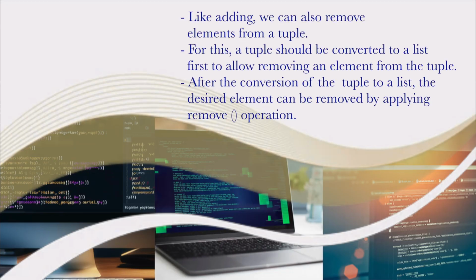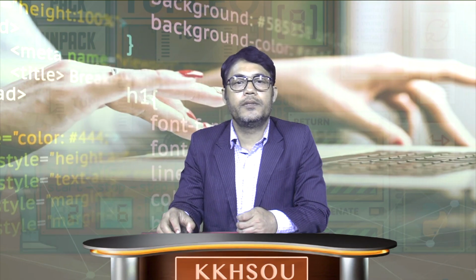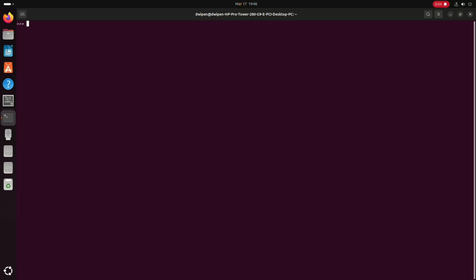Like adding an element, we can also remove elements from a tuple. For this, we also should convert the tuple into a list first to allow removing an existing element from the tuple. After the conversion of the tuple to a list, we can remove the specified element by applying the remove function. Let us demonstrate an example to see this. The same tuple name numbers is used here containing 6 elements.